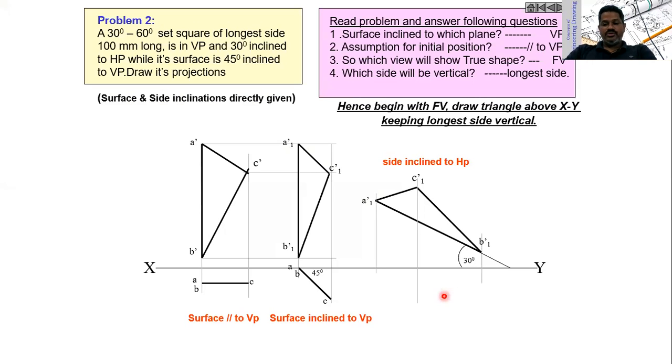Then we also projected the views of the set square when the set square is making some angle with the vertical plane, and similarly the longest edge of the set square is making some angle with the horizontal plane. With these two conditions also, we have drawn the projections of the set square.